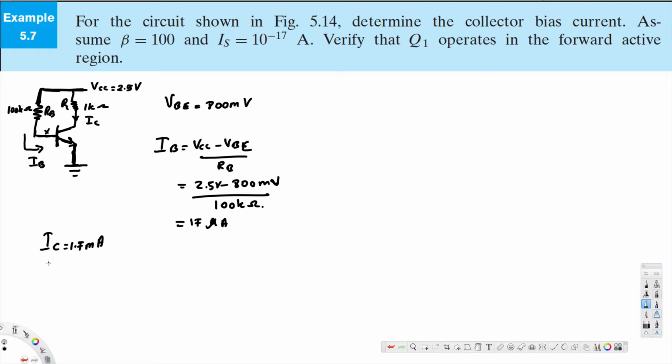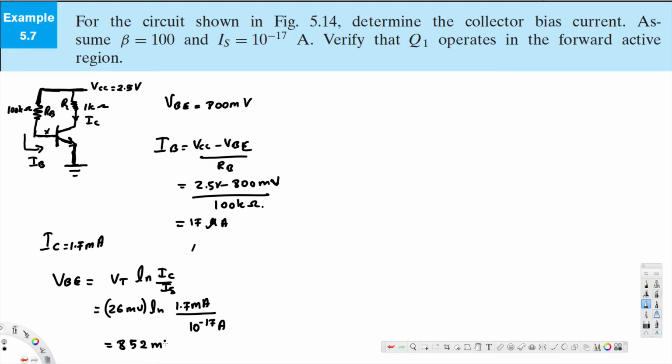Now we have IC. Now we can use this equation, VBE is equal to VT ln of IC over IS, to get the accurate value of VBE, because we initially assumed 800 millivolts. VT is always 26 millivolts, ln of the IC value we found, 1.7 milliampere, divided by IS, that is 10 to the power minus 17 ampere, and if we solve for VBE, that gives us 852 millivolts.